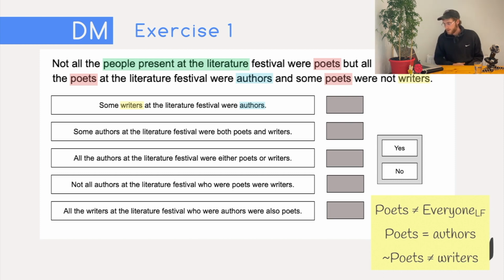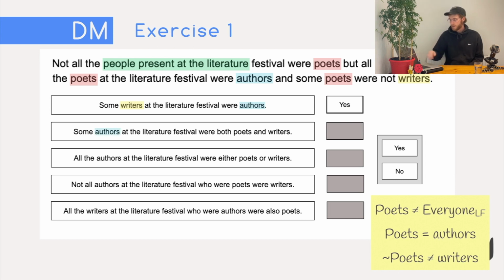So if we look at the last line there, because some poets were not writers, this implies that there are some poets that are writers. And because all poets are authors, that means that those poets that are writers are also authors. So the answer for this one is yes. Now don't worry if that seemed really complicated, you'll get the hang of this after a few practice questions.